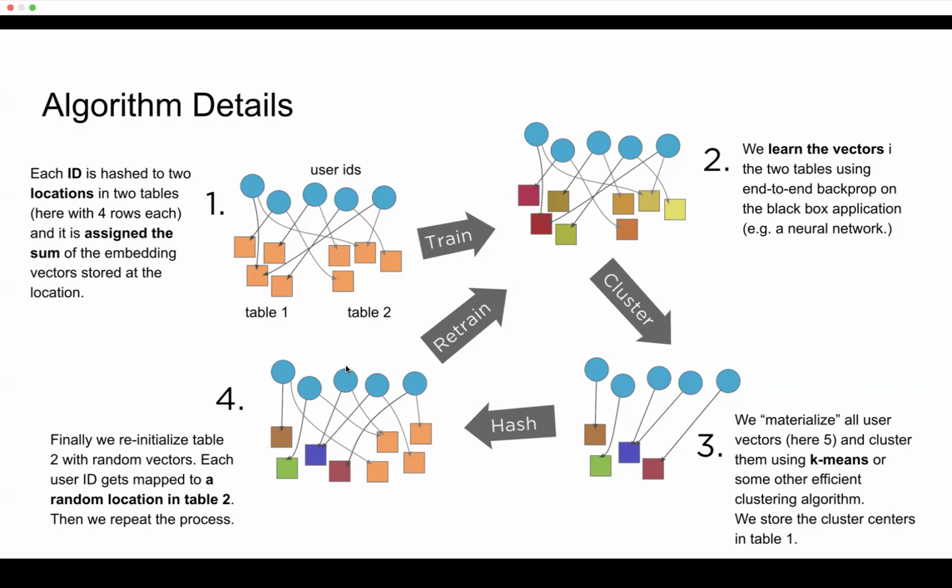And then because we want to do this multi-iteration thing, we now initialize the second table again with random values, but we pick a new random hash function to give us the opportunity for exploring new combinations of combining things. And then we train this again. And every time we do a cycle in this loop, we have a better hash function, which means we can learn better vectors up in step 2. And that means the clustering in step 3 gets better, and so on.